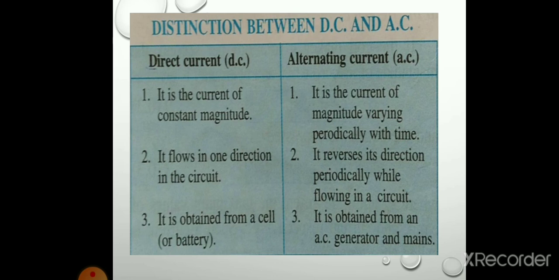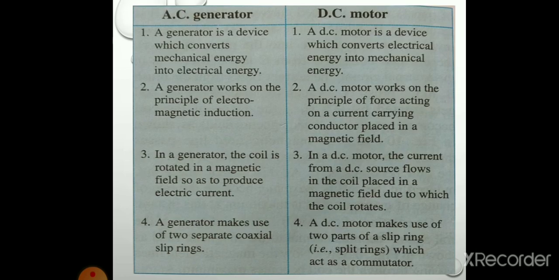So what is the difference between DC and AC? First, direct current is a current of constant magnitude. Alternating current is a current whose magnitude varies periodically with time. Direct current flows in one direction. Alternating current reverses its direction periodically while flowing in a circuit. Direct current is obtained from a cell or a battery. Alternating current is obtained from an AC generator or electric main supply. So these are the differences between AC and DC current.